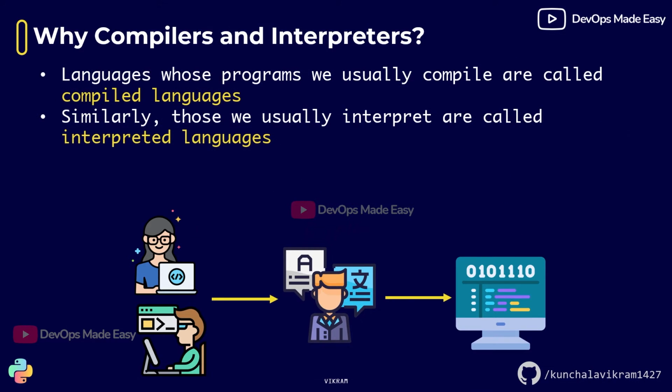Now, what is the difference between a compiler and an interpreter? Basically, we have two different types of programming languages. One is compiled languages and the other one is interpreted languages. So the languages whose programs we usually compile are called compiled languages, and those programs which we usually interpret using an interpreter are called interpreted languages.